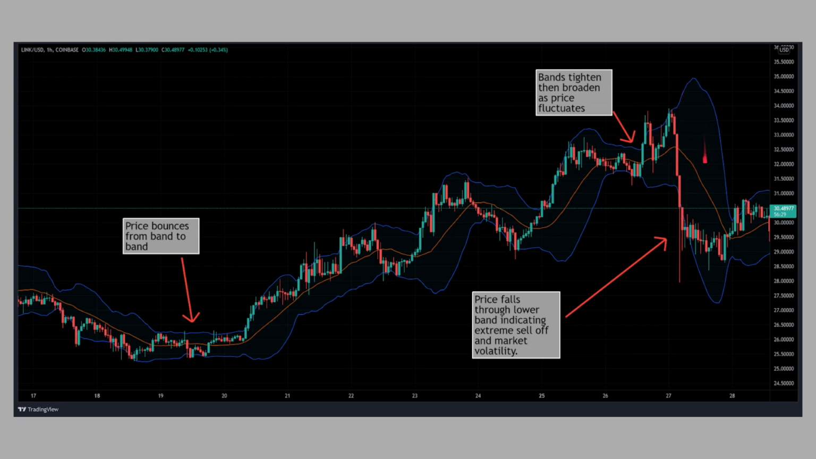Here we see extreme extension with the Bollinger Bands. Here we see the price falls through the lower band, indicating extreme sell-off and market volatility. Now the bands will tighten and then broaden as price fluctuates, and we'll see this constantly swing back and forth between periods of constriction or tightening of the Bollinger Bands and periods of extension where the Bollinger Bands are moving away from each other, representing market volatility and market motion.